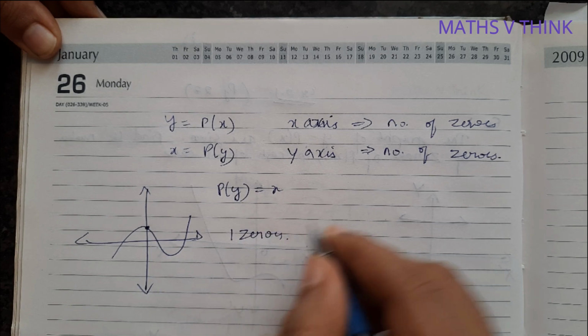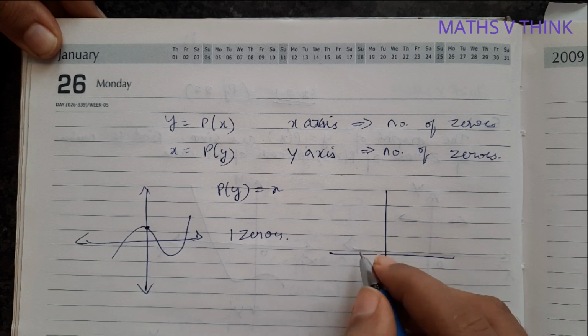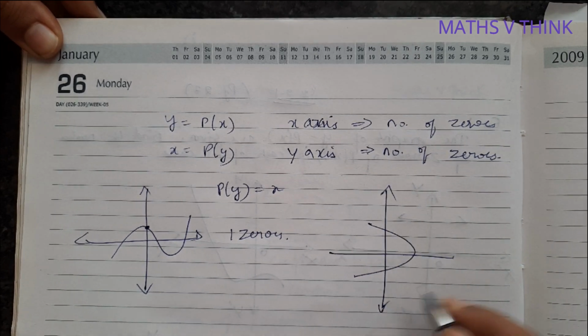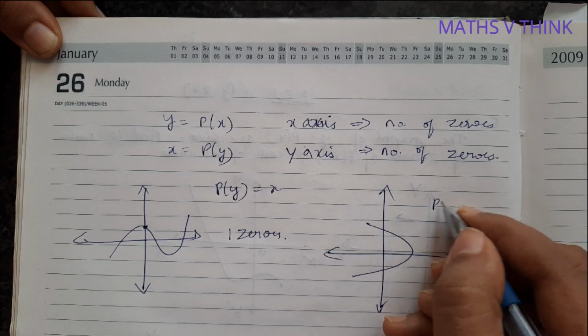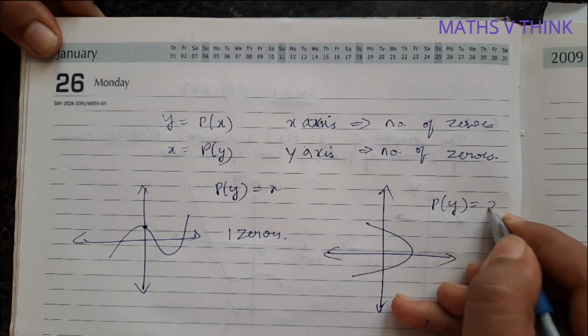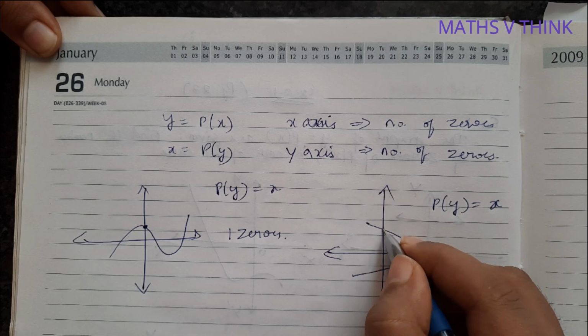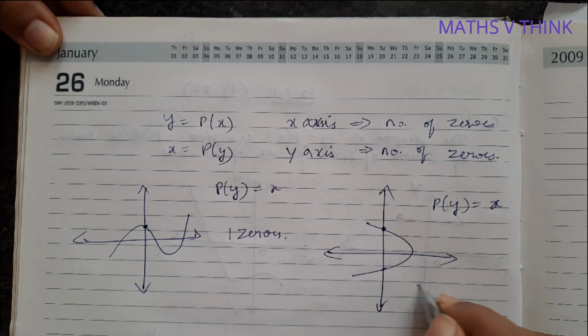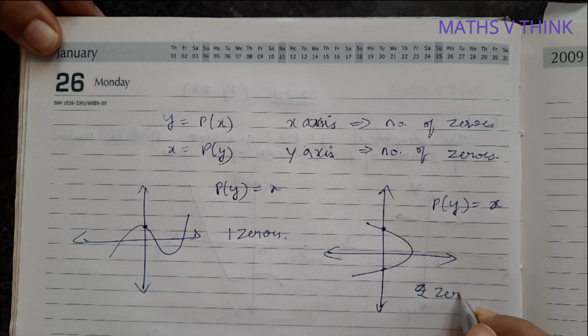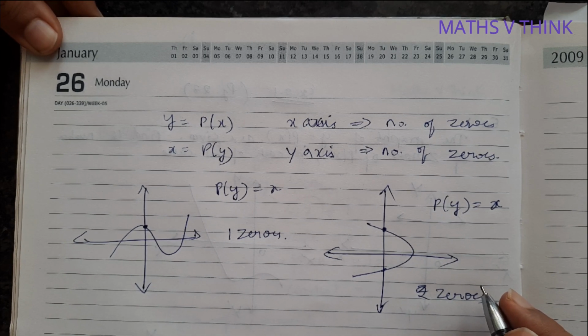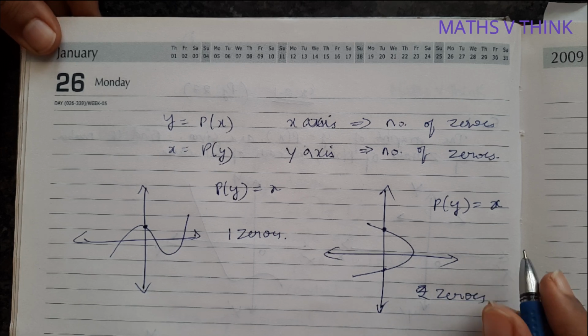Same way, for example, you have a graph like this. Here the same equation, p of y equal to x, so on the y-axis we need to find the number of intersections, so it will be 2 zeros. Guys, this is not given in your books, I am explaining this as extra. They might ask this in your exams.